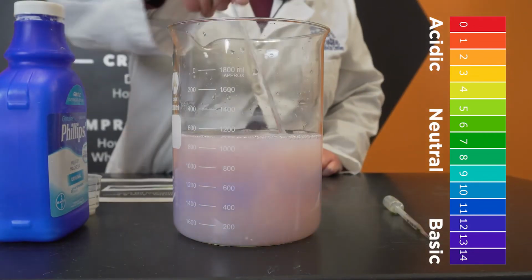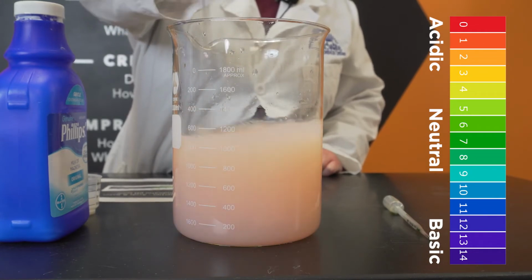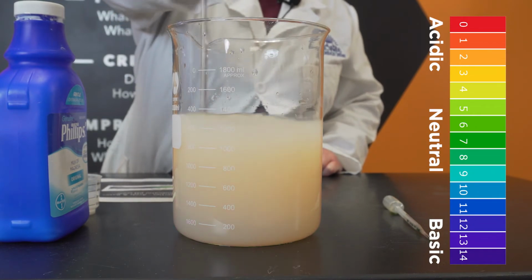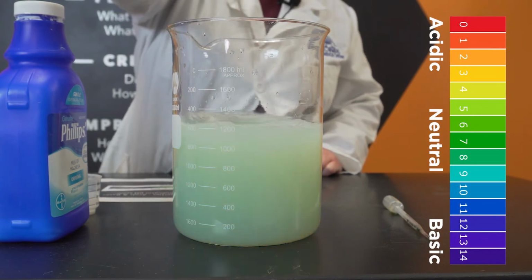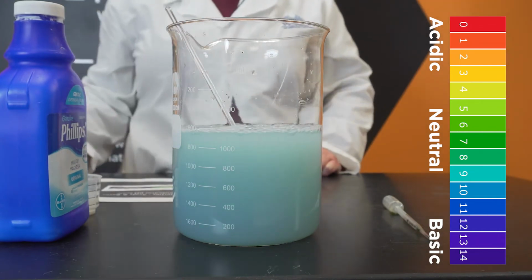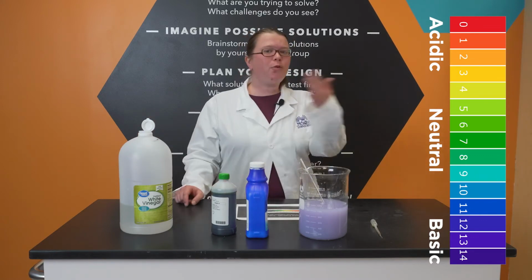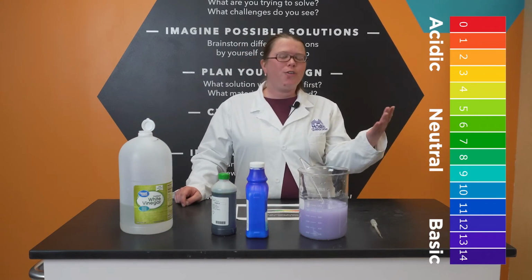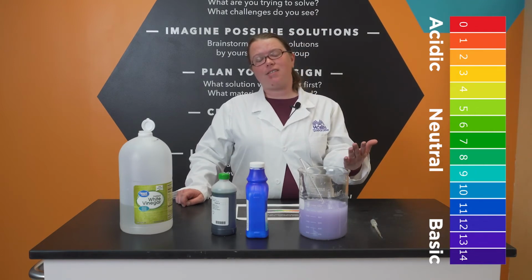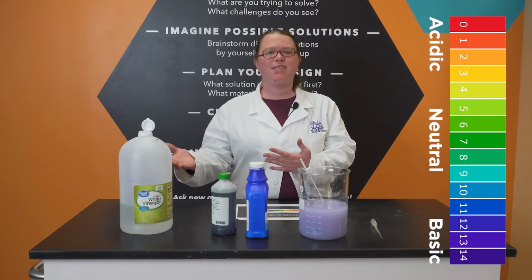What color do we see now? It's a bit of a reddish-orange color, which means it's about a 2 on the pH scale, which is quite acidic. Wow, we just went through a bunch of different colors. If you refer back to our pH chart, you'll see that we went from very acidic to slightly acidic to neutral to slightly basic and back to medium basic.